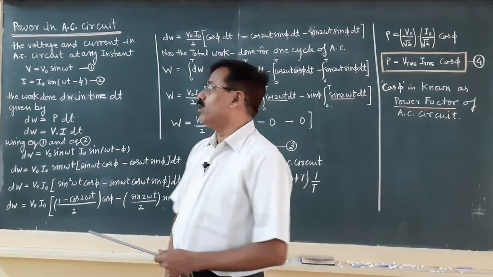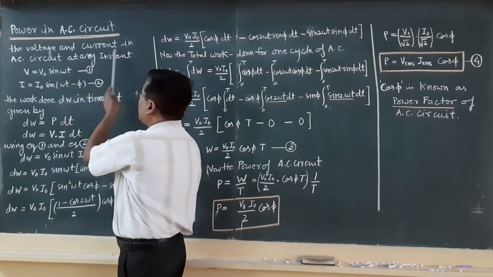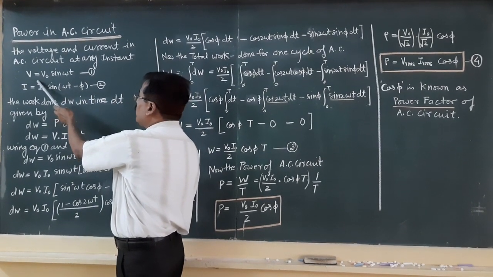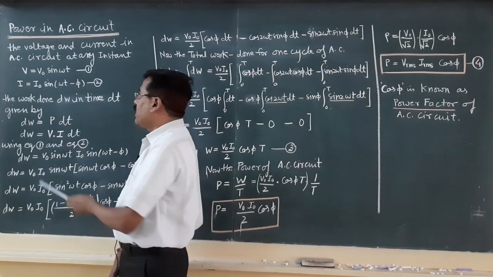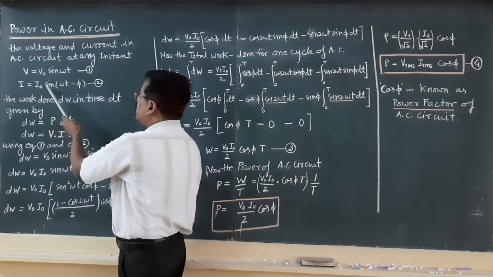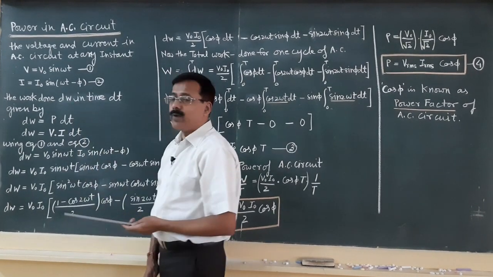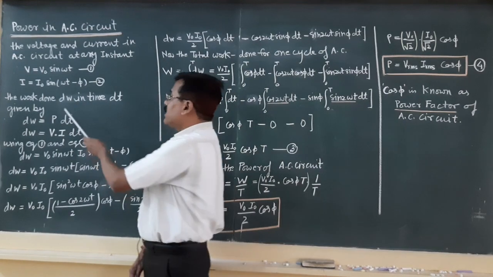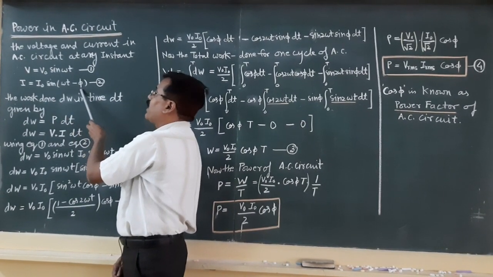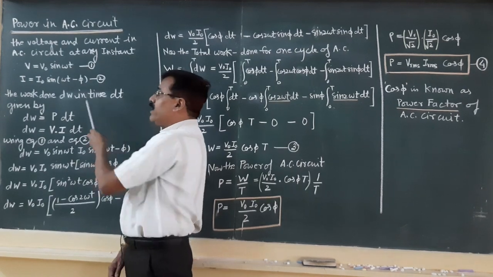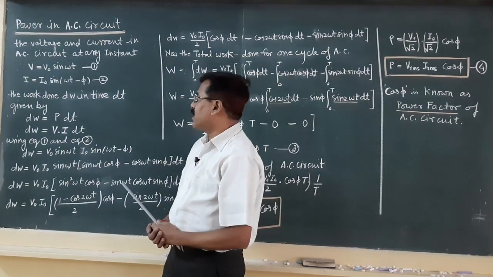We already know that for any circuit the voltage and current are given by V = V0 sin ωt, equation number 1, and current I = I0 sin(ωt − φ), equation number 2. It means the phase difference between voltage and current is φ, and the value of φ depends upon the component connected in the AC circuit.